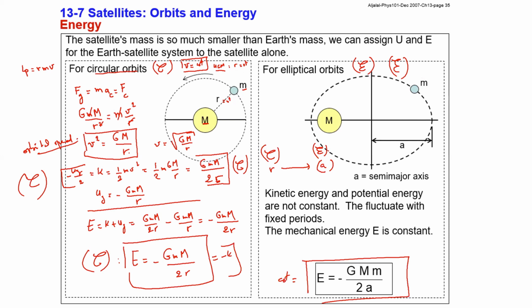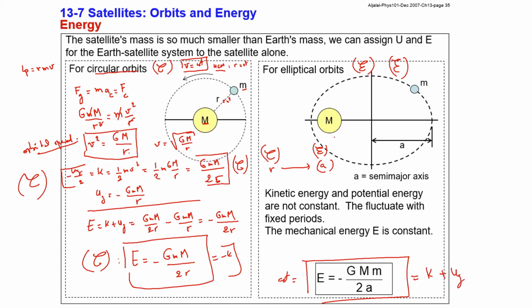So overall, there is no friction. There is no air resistance. So mechanical energy is constant. Okay? The mechanical energy is constant for an elliptical orbit and is equal to minus GMm divided by 2a. Now, on the other hand, mechanical energy for an elliptical orbit is equal to kinetic energy plus gravitational potential energy.